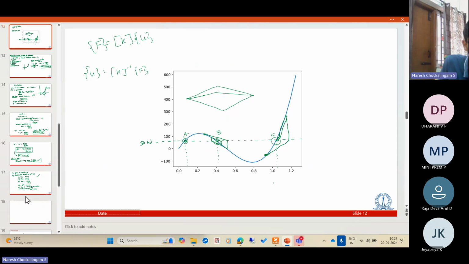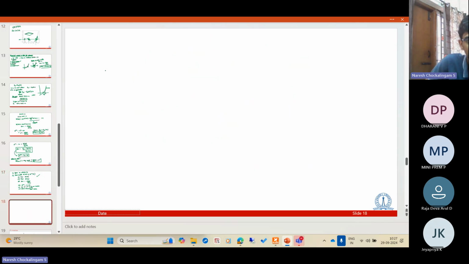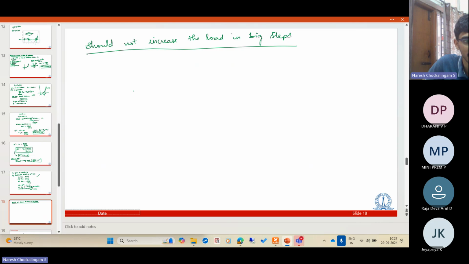So what I should do is, I should not do a single step. I should not increase the load in very big steps. If I increase in very big steps, it may not converge first of all, and even if it converges, it may not converge to the correct solution. So increase the load in small steps. Whenever you do things in force control or even in displacement control, you have to increase the force in small steps.